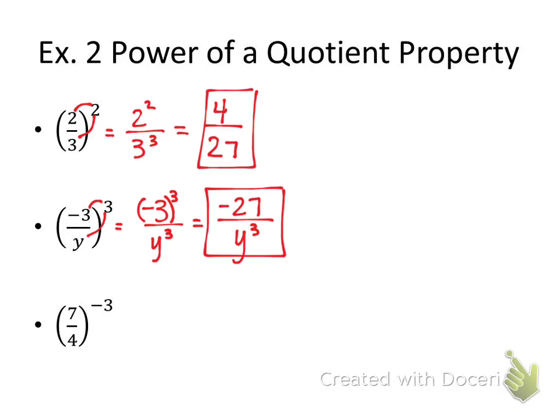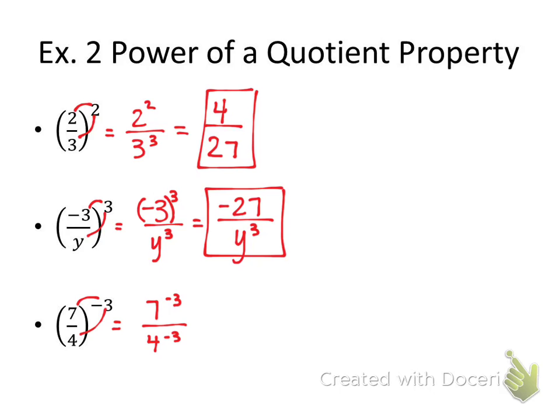Okay, next problem here. I have a negative exponent. I still want to distribute it: 7 to the negative third power over 4 to the negative third power. Now, I can't leave this as my final answer because, number one, it can't be simplified like it is, and number two, I have a negative exponent.